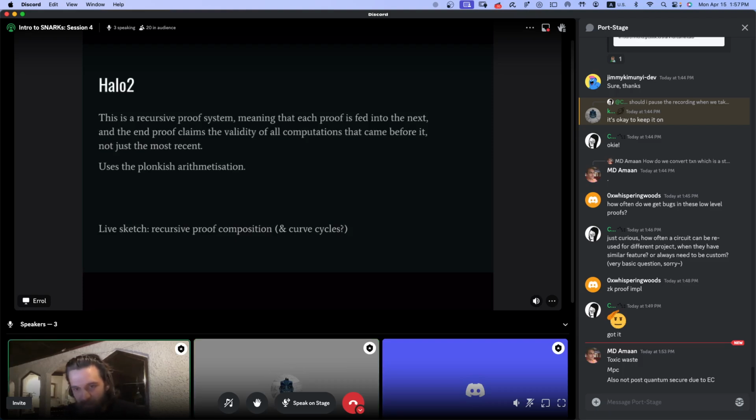And then we have Halo 2. So Halo 2 is what we call actually a recursive proof system. I'm going to quickly sketch out what that means, but let's touch on the other points first. It uses the Plonkish arithmetization. So if you've written a circuit in Plonk, you can then just insert that circuit into Halo 2 and already make use of it.